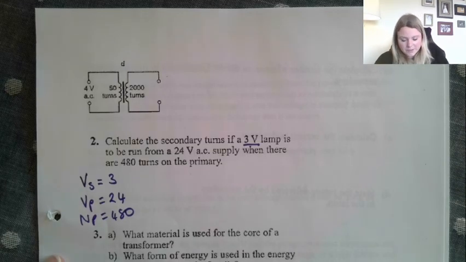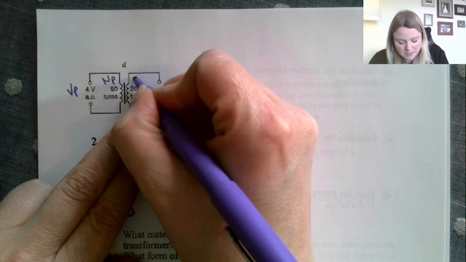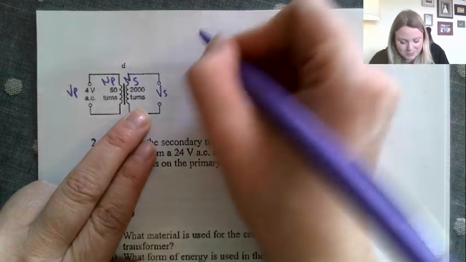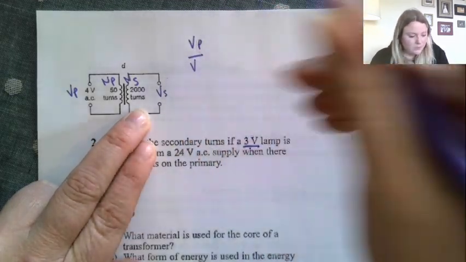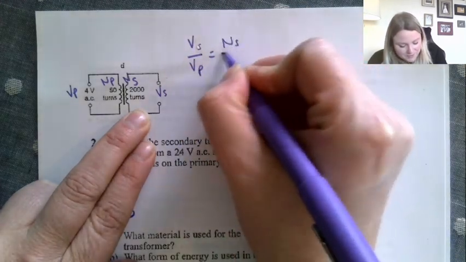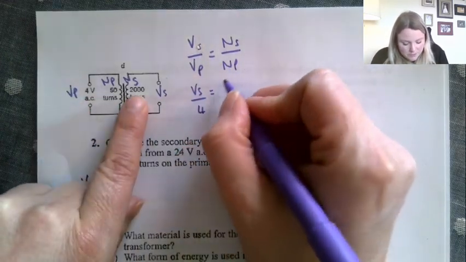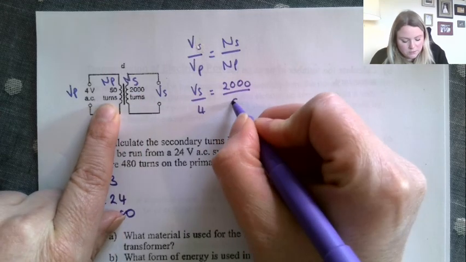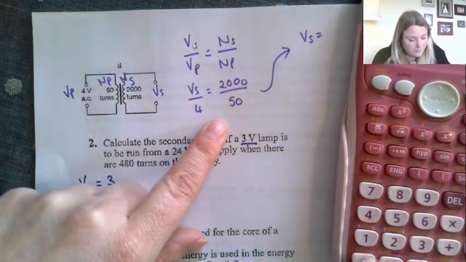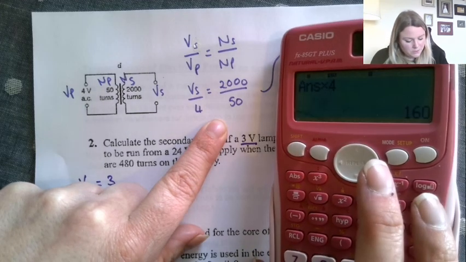Okay, over here then, our primary voltage is 4, primary number of turns is 50, secondary number of turns is 2000, and we're looking for the secondary voltage. So Vs over Vp equals Ns over Np. So Vs over 4 equals 2000 over 50. So Vs is going to be 2000 divided by 50 multiplied by 4, 160.